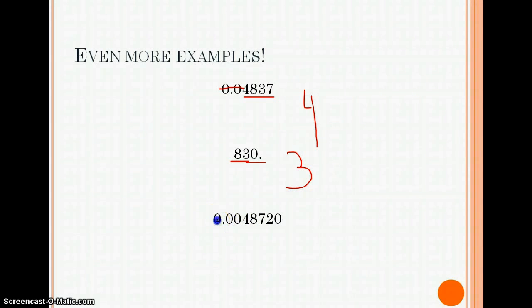Here, zeros to the left don't count. We have 4 sig figs here. And remember, this is to the right of the number, and to the right of the decimal. So in this case, we're going to have 5 sig figs. Alright, that is it.